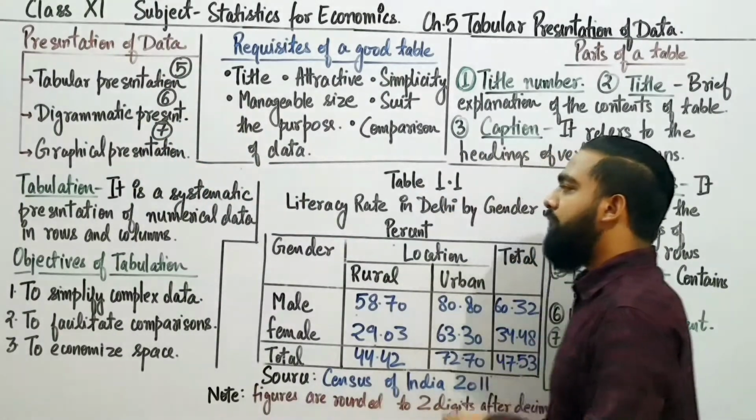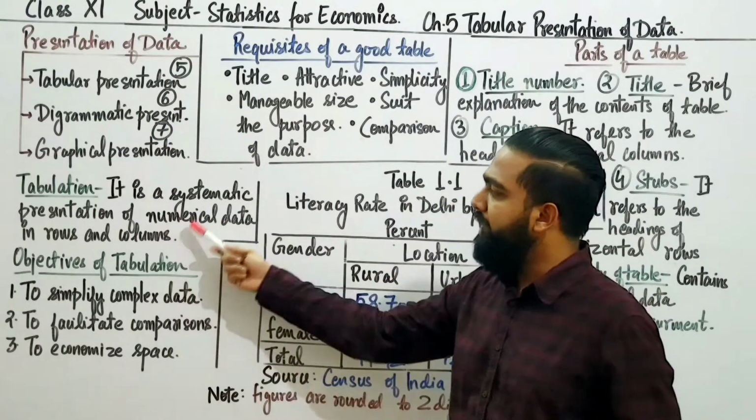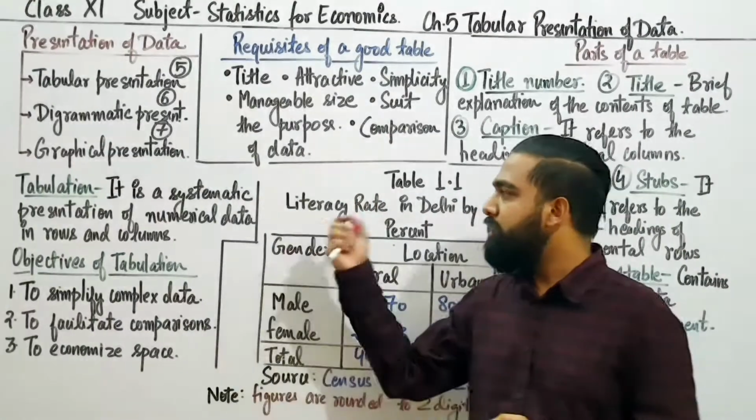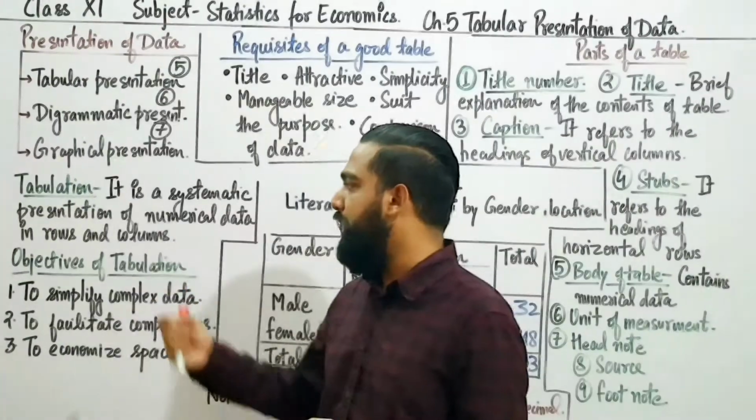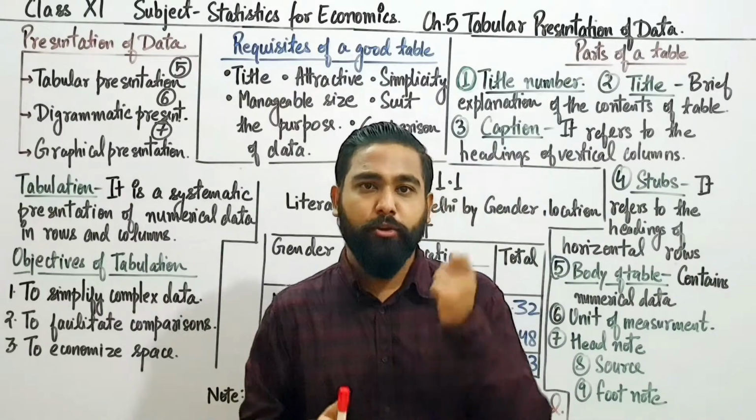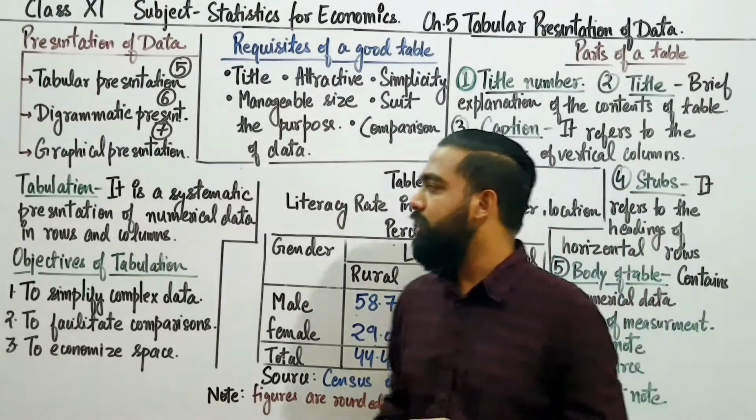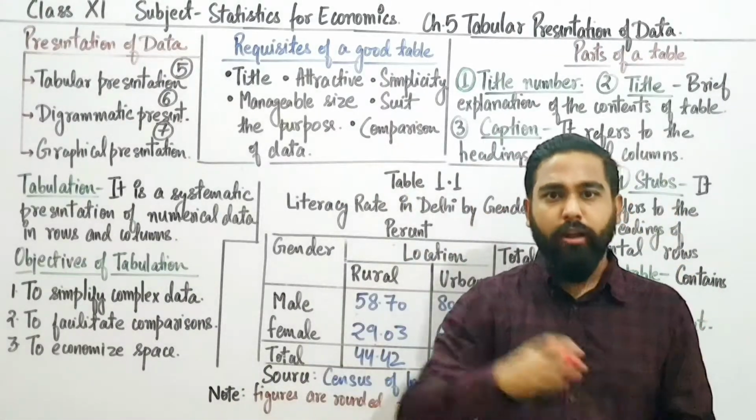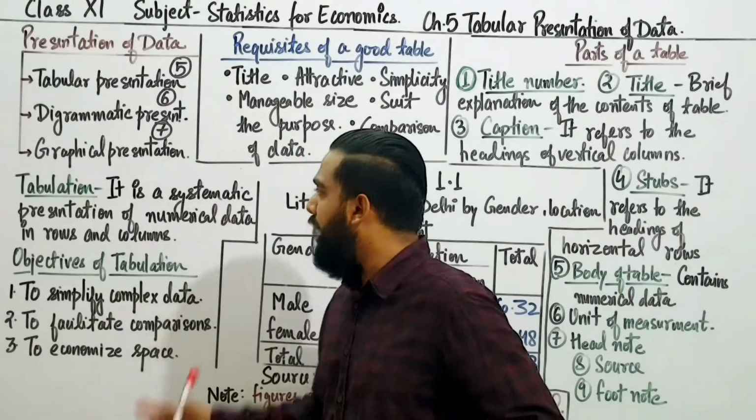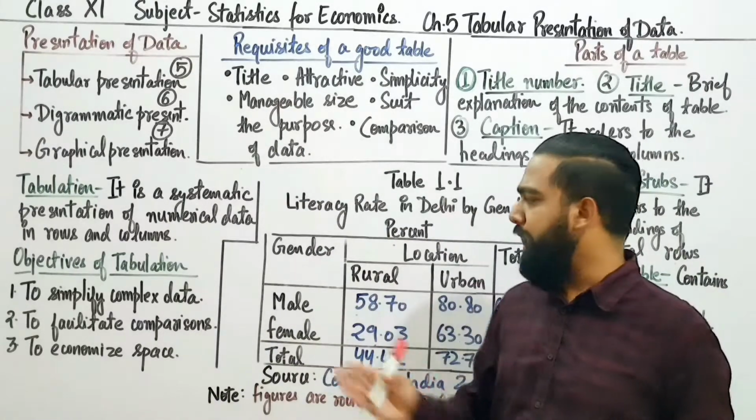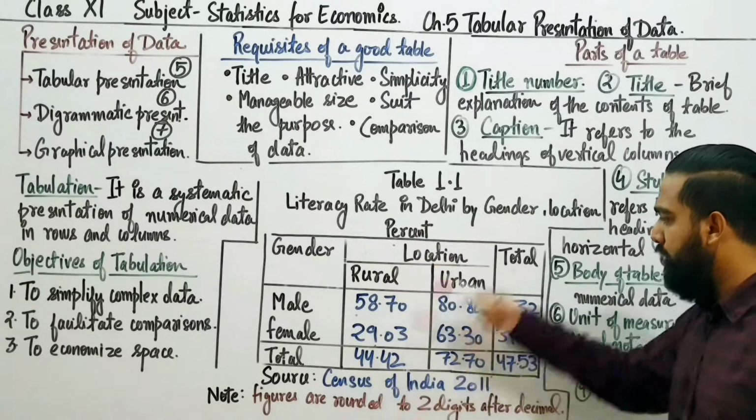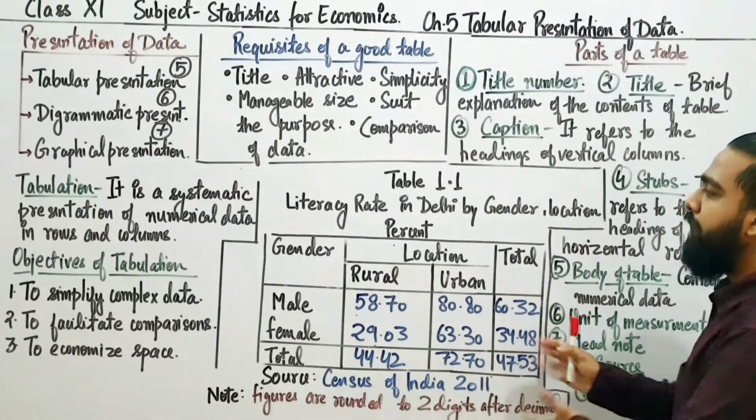Now let's start the chapter with the meaning of tabulation. What is tabulation? Tabulation is the systematic presentation of numeric data in rows and columns. You draw the schedules in economics, where the columns and the rows are the vertical and horizontal ones. You have to systematically present your numeric data like this: location, rural, urban, and the number. This is called tabulation.